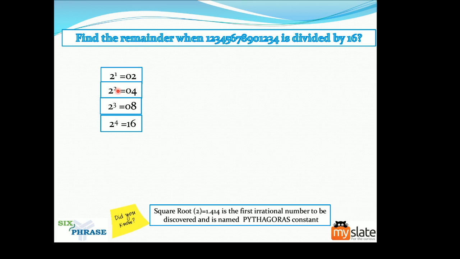Okay, what is the divisibility check for 8? If the last three digits are divisible by 8, the given number is divisible by 8. What is the divisibility check for 16? If the last four digits are divisible by 16, the given number is divisible by 16. I hope you know the divisibility check for 32. I hope you know or understand the divisibility check for 64.